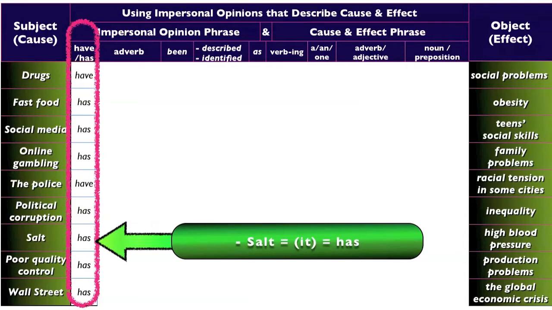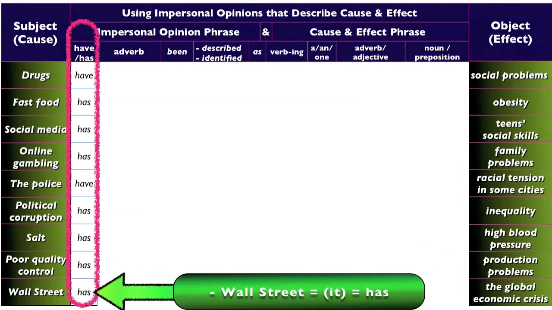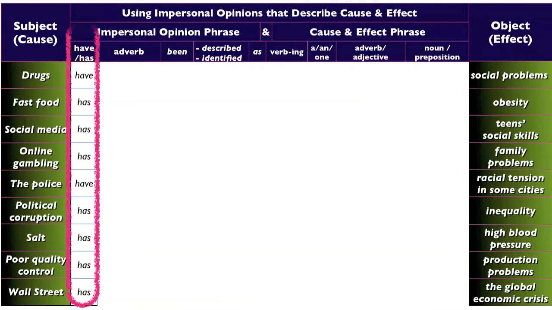And salt is an it, so we say salt has. Poor quality control is an it, so we say poor quality control has. And Wall Street is an it, so we say Wall Street has. So try to remember these points about have and has, they're very important.